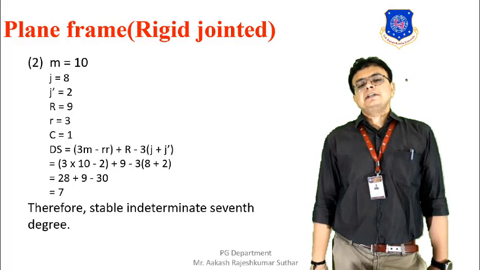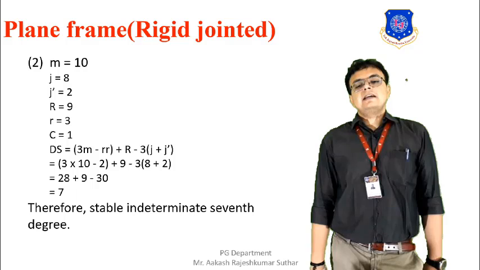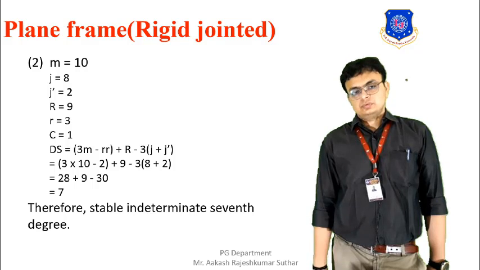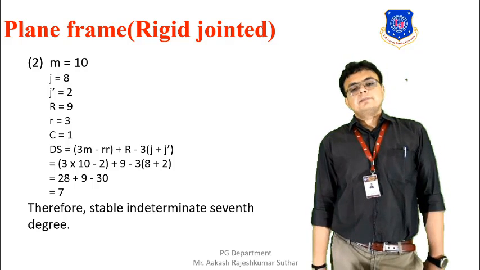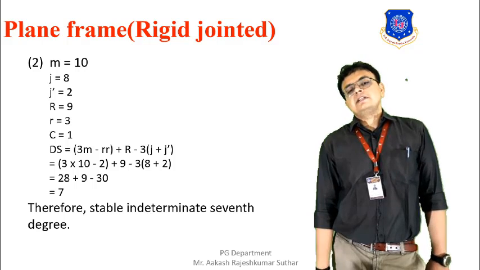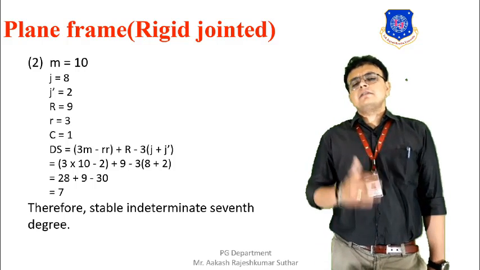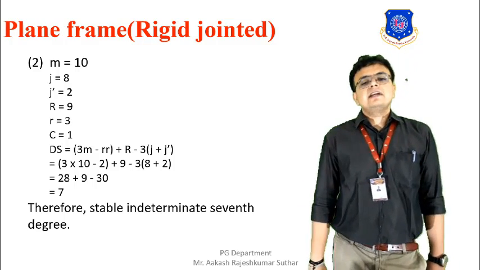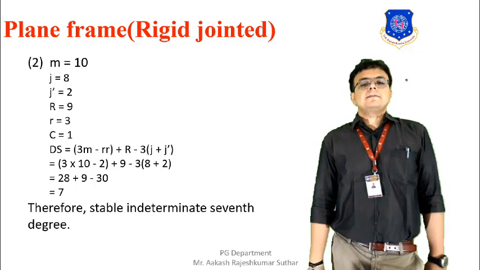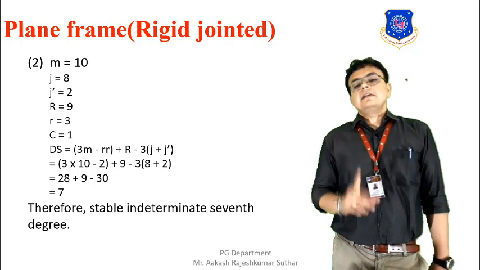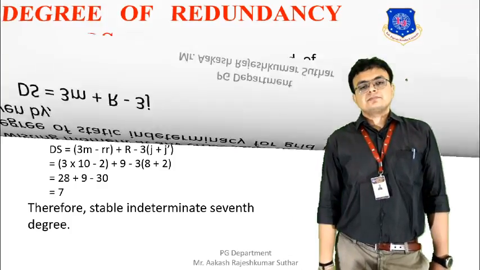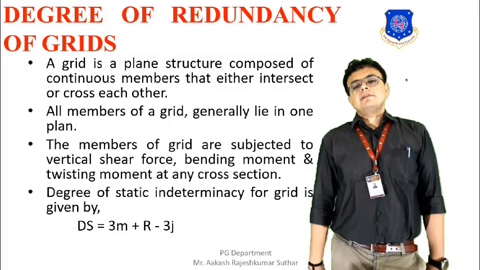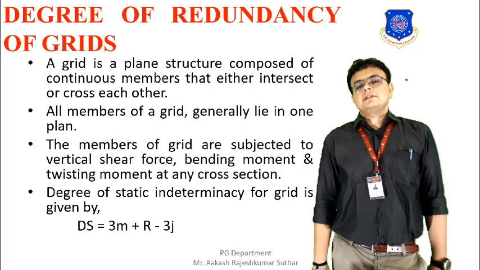So it is equal to 3m minus double r plus capital R minus 3j plus j dash. So 3 into 10 minus 2, plus reaction that is 9, minus 3 into joints that is 8, plus hinges that is 2. So cumulatively after solving the overall formula and putting all the values into it, finally we are getting the value of ds equal to 7. Therefore, we can say that it is stable and indeterminate to 7 degree. So this was our plane frame and how we find the degree of static indeterminacy for it.